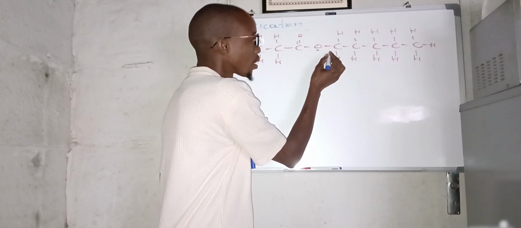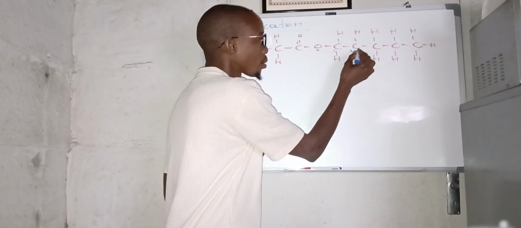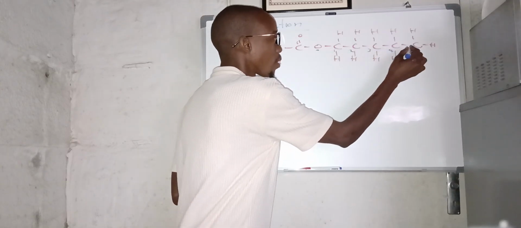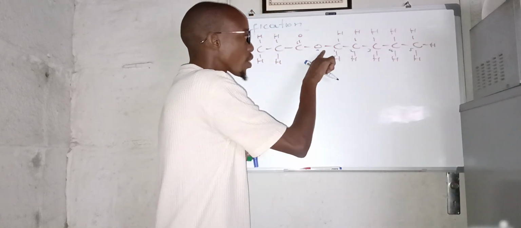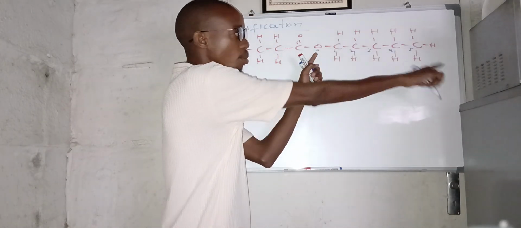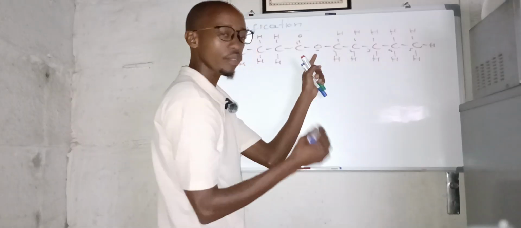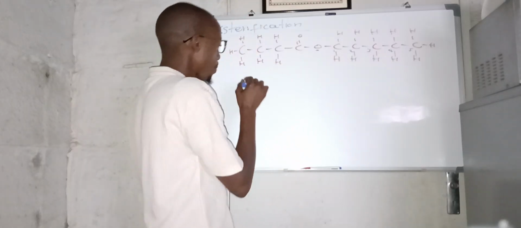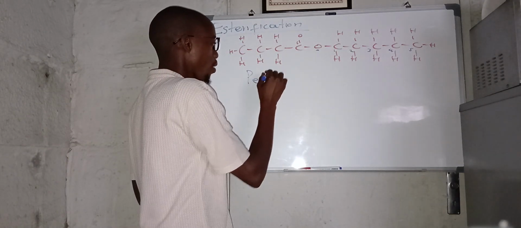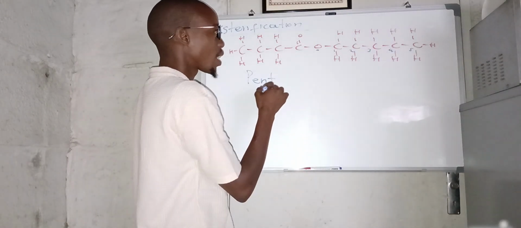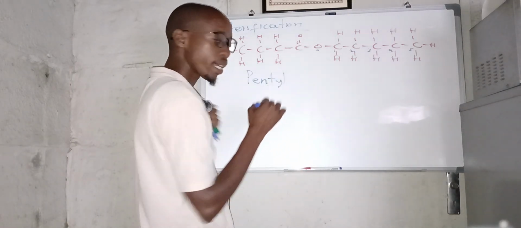Now let's check here. This side, how many carbons are there? 1, 2, 3, 4, and 5. Do you have oxygen from here to go that side? There is no oxygen. So what is the prefix of 5 carbons? It is pent. And since there is no oxygen or anything, we will call it pentyl.